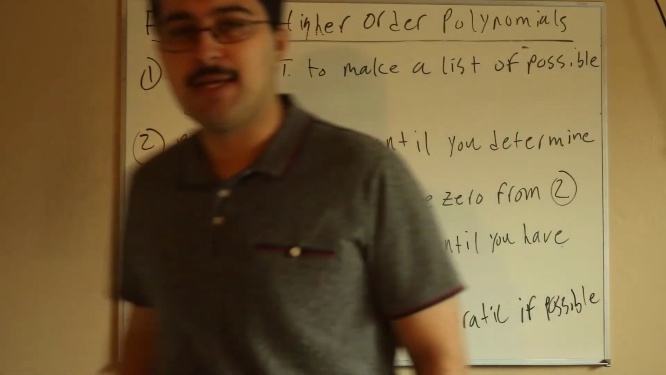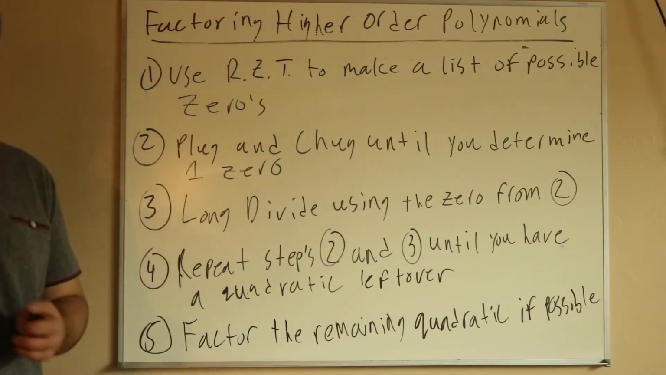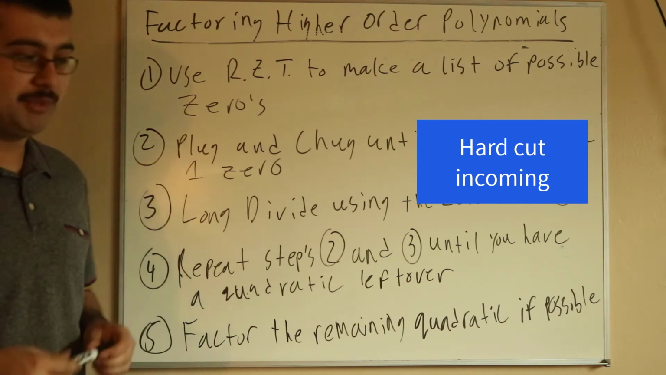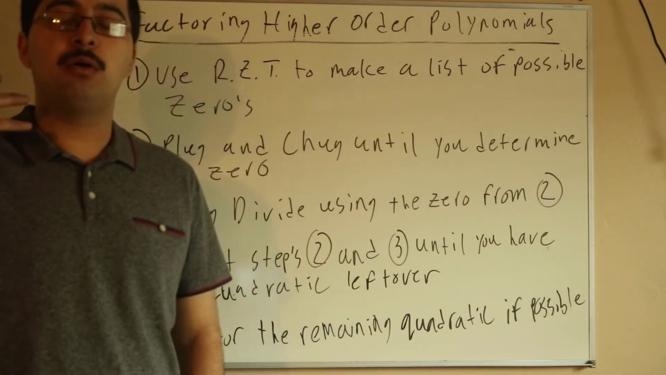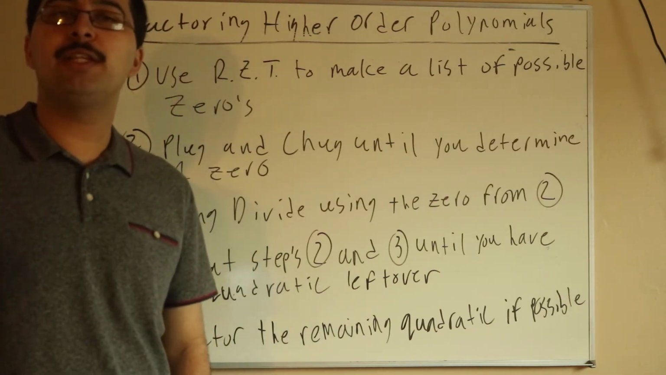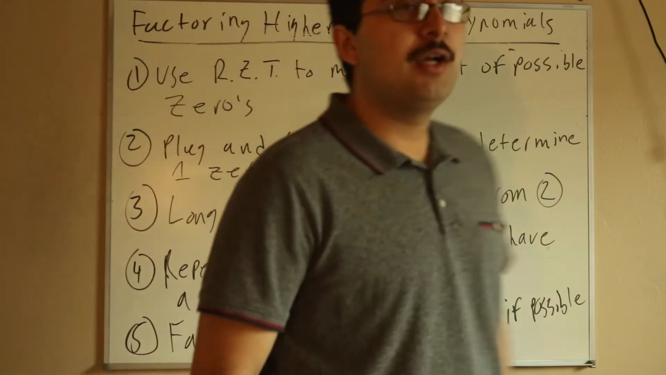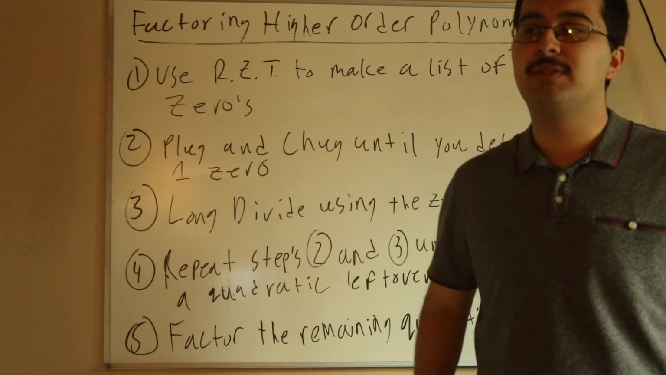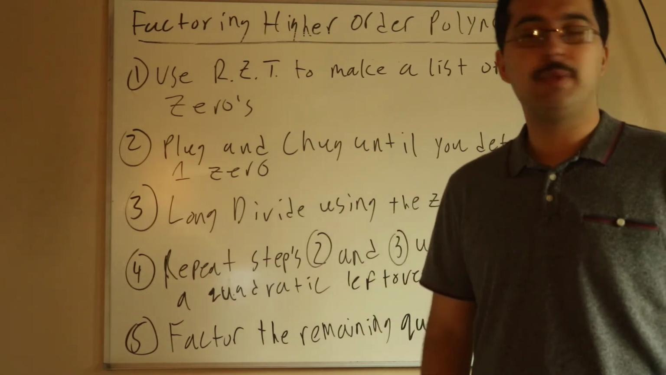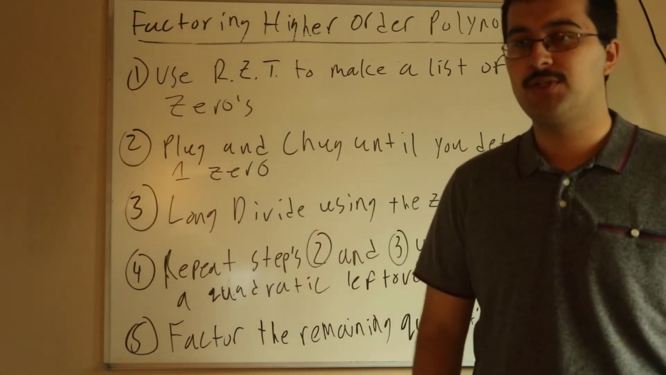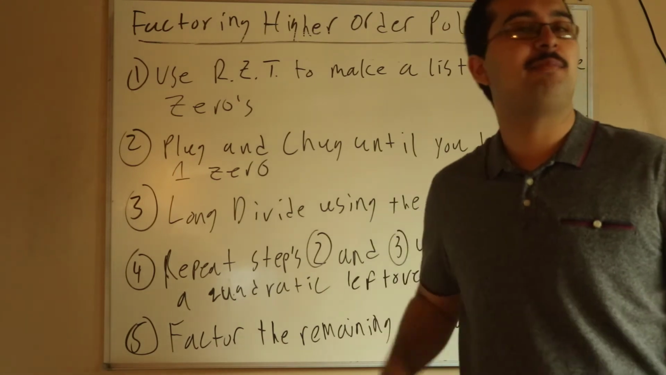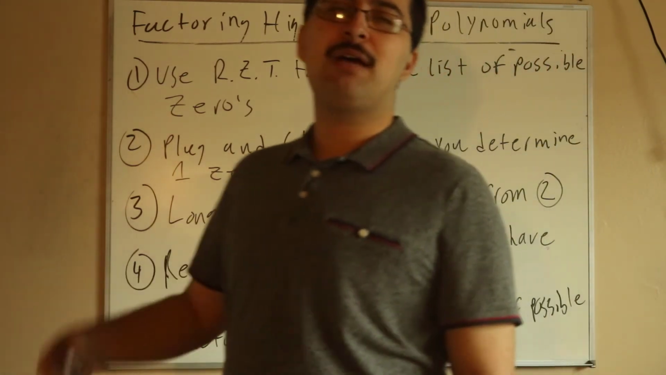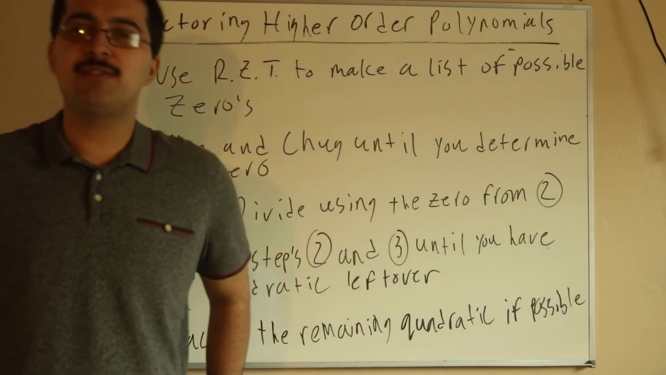Okay, and this is it. This will be our process moving forward for factoring higher order polynomials. Okay, so just to reiterate this process one last time, if I give you any higher order polynomial and I ask you to factor it, what that means we need to do is we start by using our rational zeros test. Use that to create that list of possible zeros. And once you have this list, you're going to enter into a looping sequence.